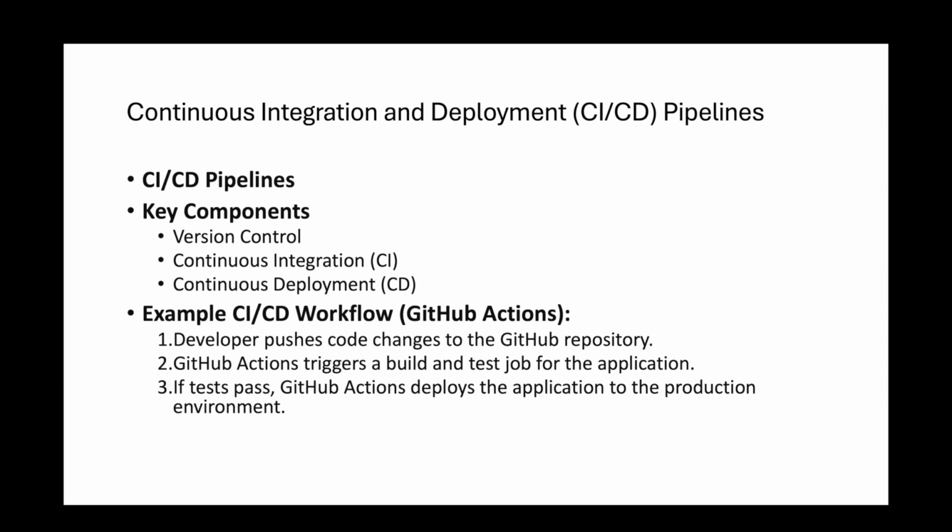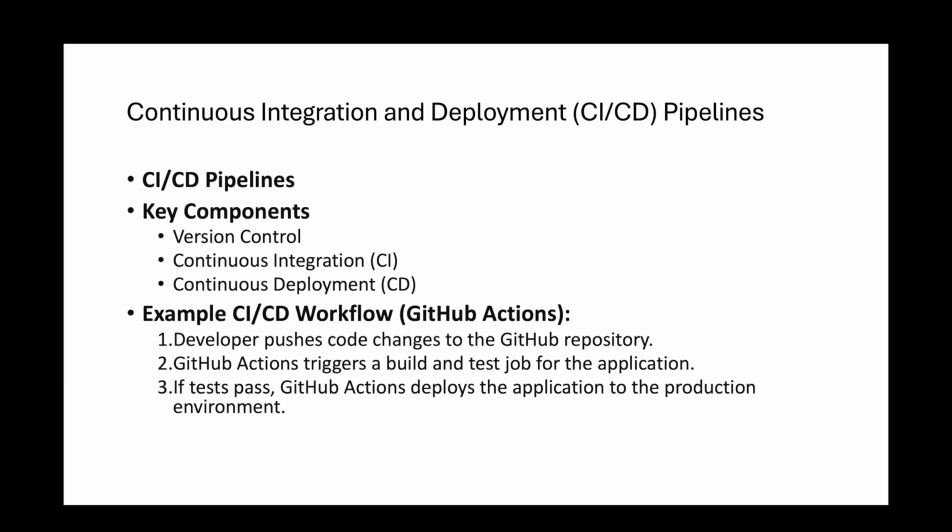Example CI/CD workflow, GitHub Actions. Developer pushes code changes to the GitHub repository. GitHub Actions triggers a build and test job for the application. If tests pass, GitHub Actions deploys the application to the production environment.